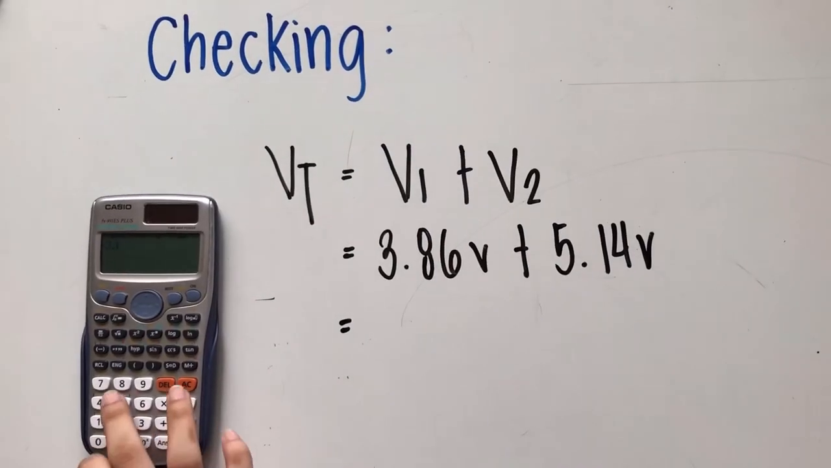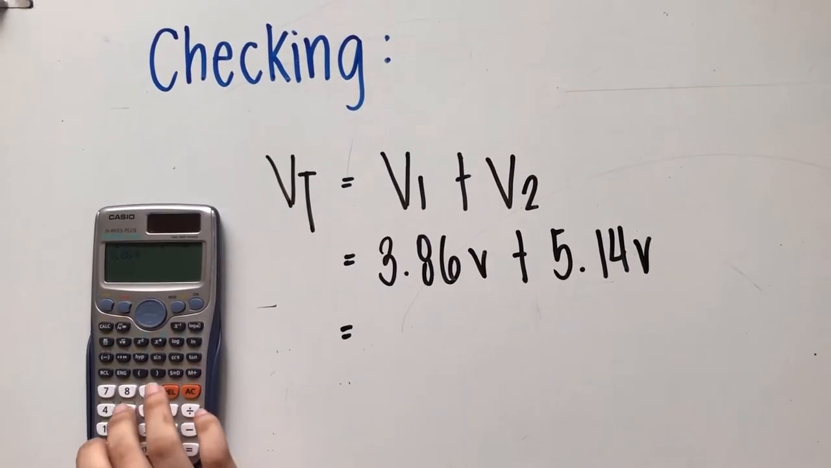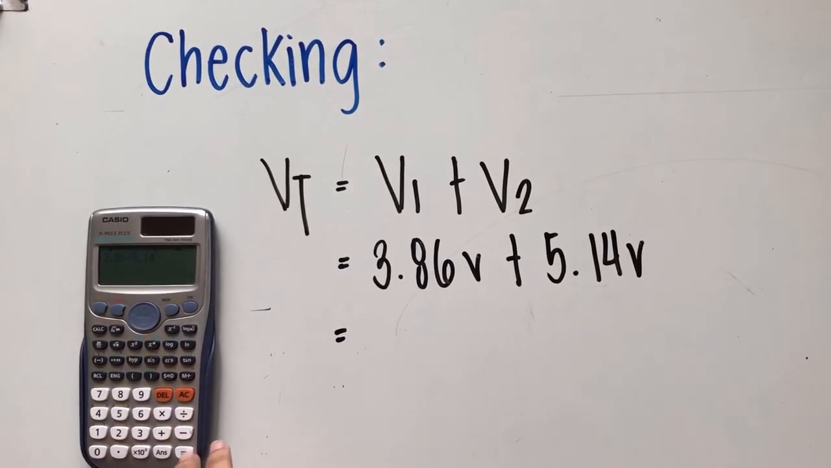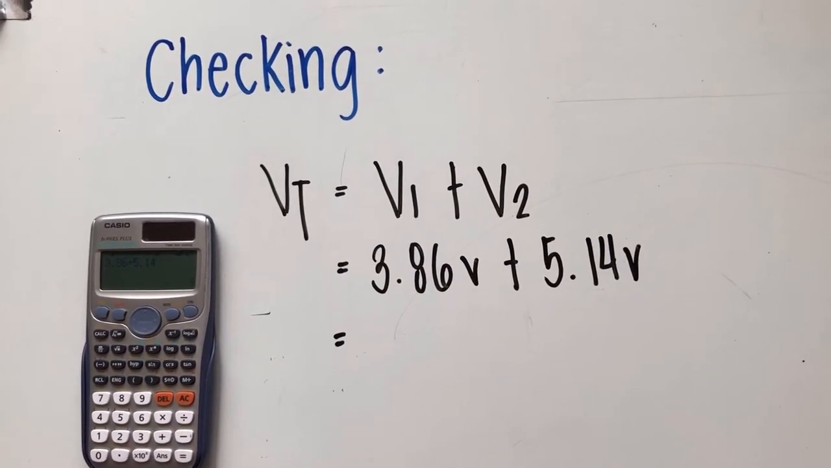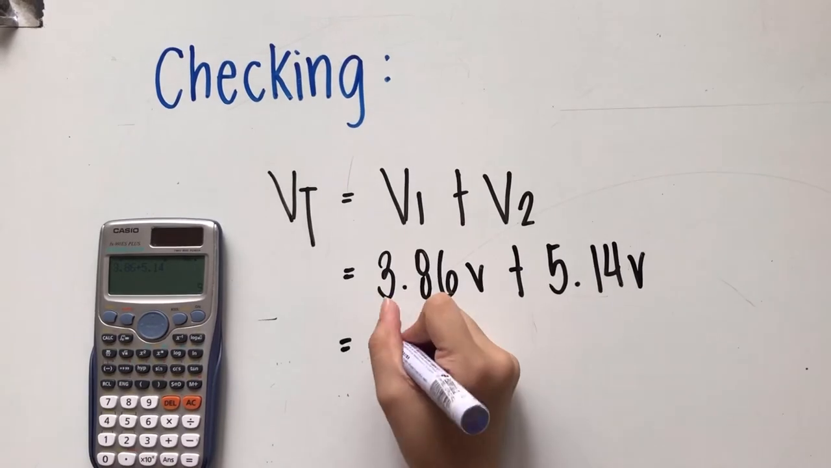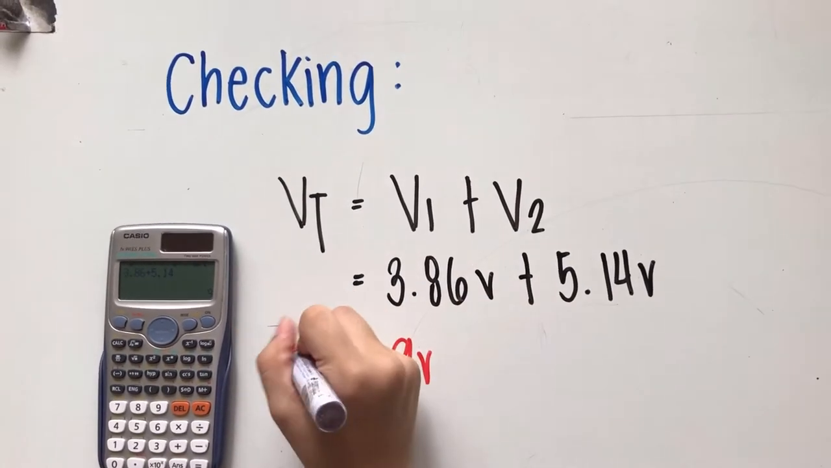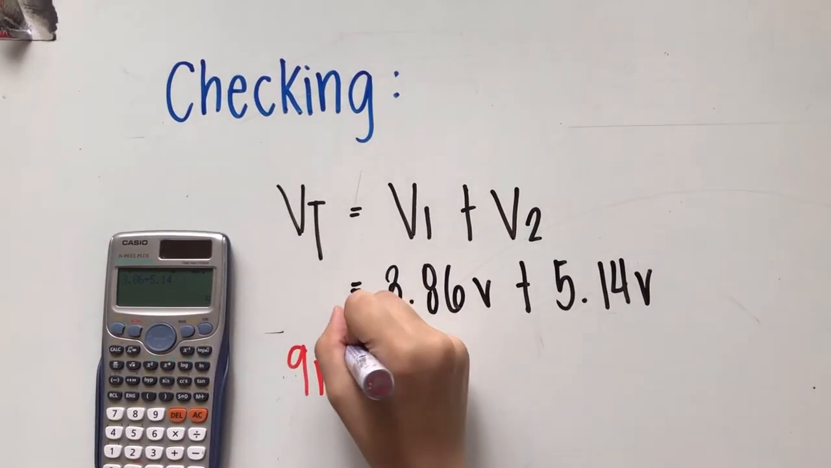We're gonna do the checking. So VT is equal to V1 plus V2, so 3.86 volts plus 5.14 volts. So use the calculator to get the answer. So it's 9 volts. So it's the correct answer.